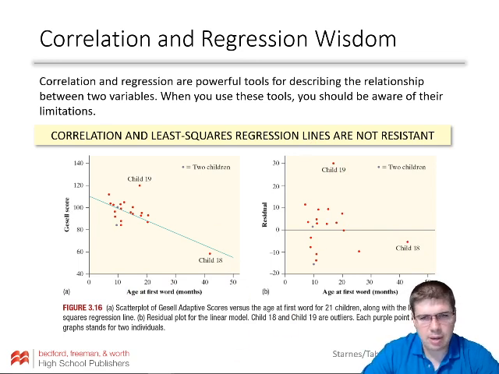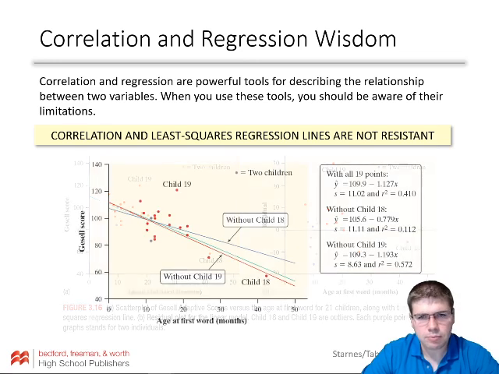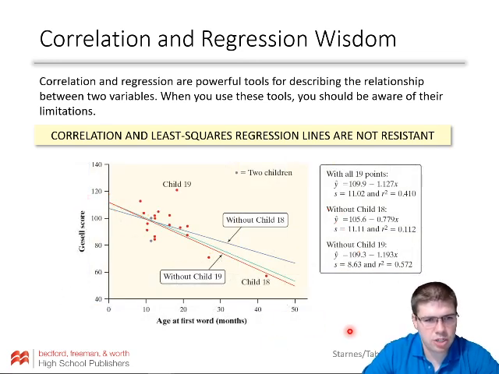And so we can think about how that would affect those. If we did the prediction equation, we get this green one. If we took child 19 out, we see it changes slightly, comes down a little bit. But if we took this point out, that regression equation changes quite a bit.